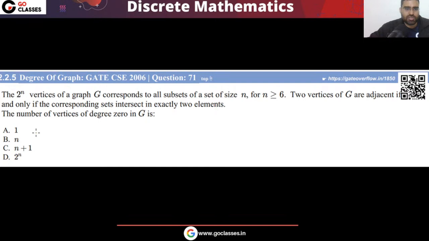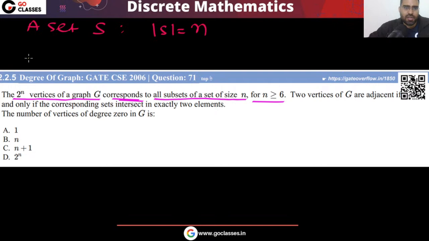What this question is saying, this is a GATE 2006 question. The 2 power n vertices of a graph correspond to all subsets of a set of size n, n is greater than or equal to 6. So there is a set S whose size is n. There are n elements. Now we are creating a graph whose vertices are basically subsets, basically the power set of S.